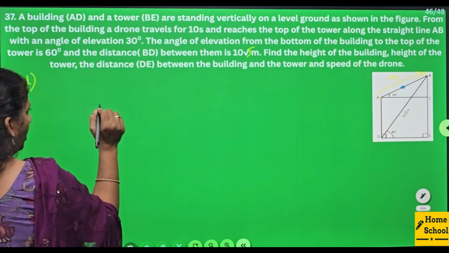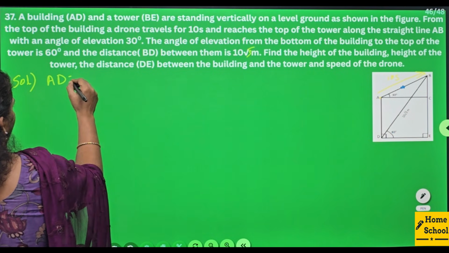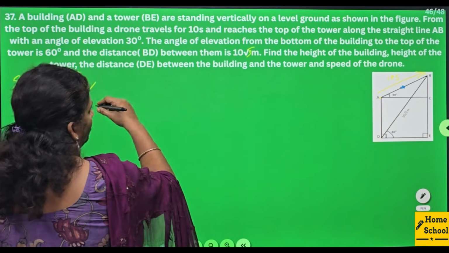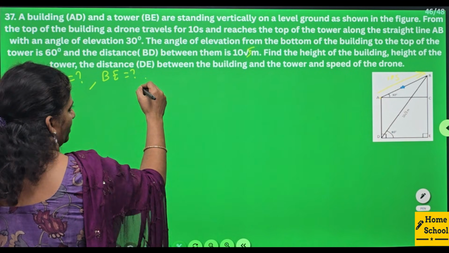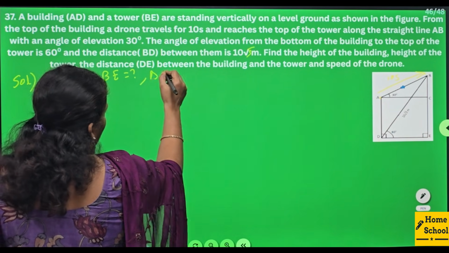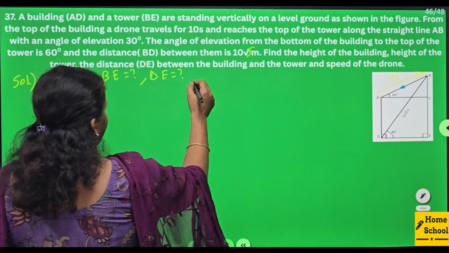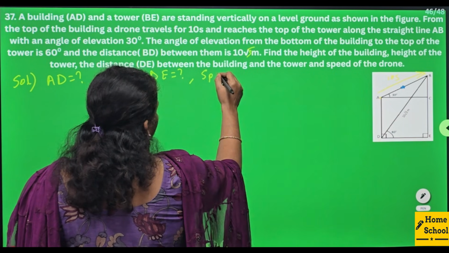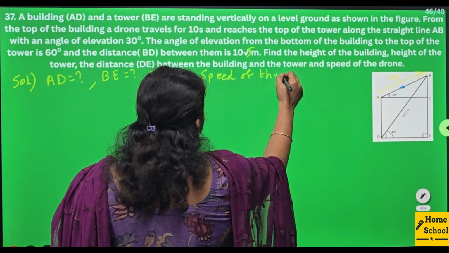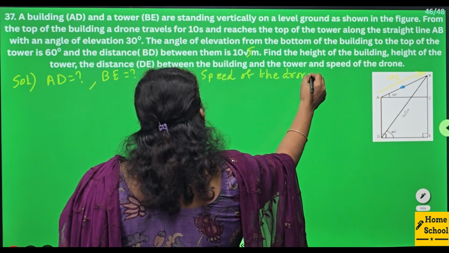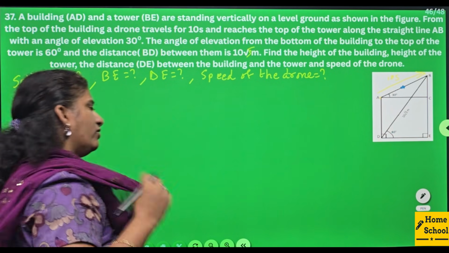Here, what all do I need to find? I need to find the height of the building, and the height of the tower BE is question mark, and next DE, the distance between the building and tower, and next the speed of the drone. Speed of the drone is equal to question mark. Okay, these all we are going to find now. How are we going to find?